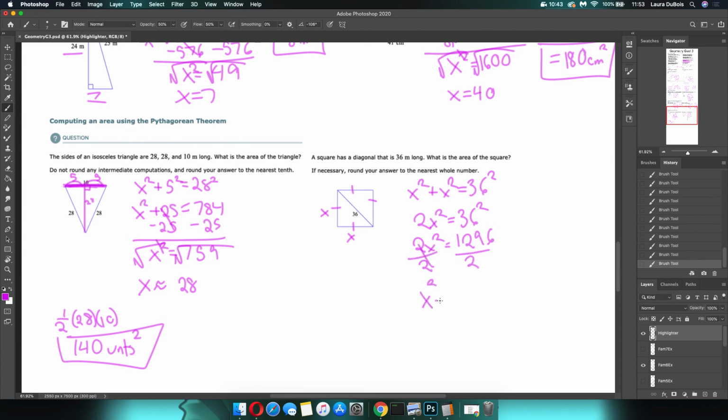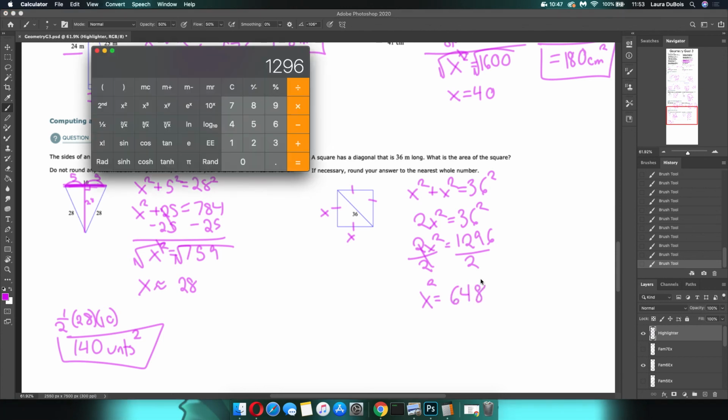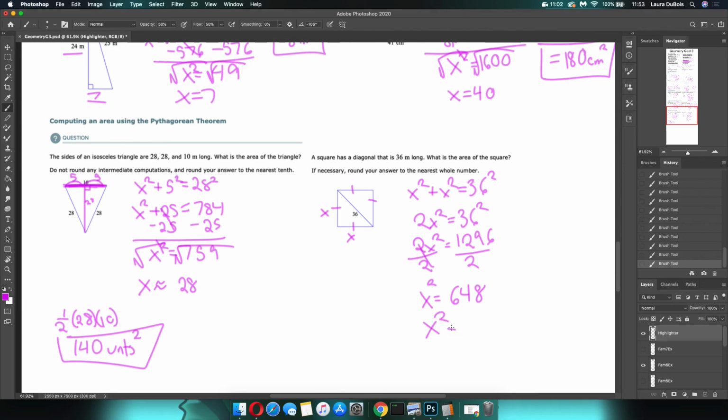x squared equals 648. And what is root 648? So root 648, round to the nearest whole number. Let's see here, it is going to be 25. So x equals 25. And that's how we're going to be doing this. All right, that should be everything for this.